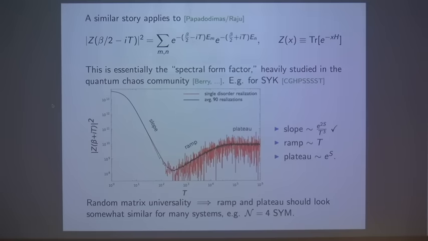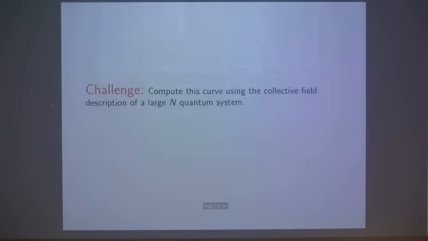Now, we can place that problem in a slightly more general context as follows. Some people of my generation, I guess, have been brought up to think of quantum gravity, at least in anti-de Sitter space, as a collective field description of a large N holographic CFT. So a more general problem would be to find this ramp and plateau using the collective field description of some large N quantum model.